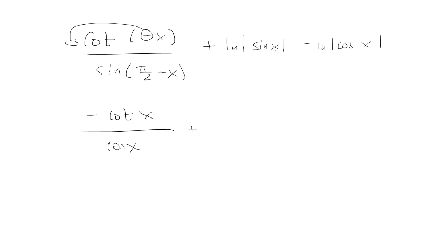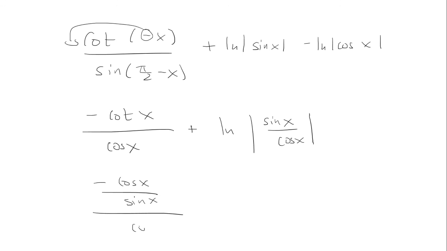Now I can bring the cosine and the sine into 1 natural log. And whenever you subtract logs of the same base, so here because it's natural log, it's base e, you can just divide the inside. So we'll divide sine and cosine. The next step, I'm going to break up negative cotangent as negative cosine over sine. Then divide that by cosine.